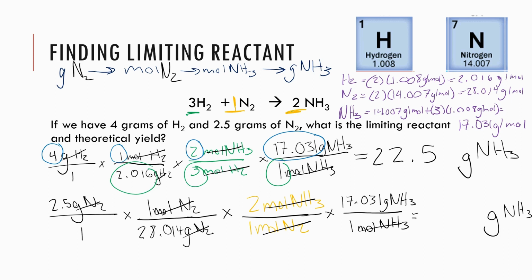I'm going to circle in blue here what we multiply. We're going to multiply the 2.5 times 1 times 2 times 17.031 and then divide by 28.014, 1, and 1. So when we put this into our calculator, we're going to do 2.5 times 1 times 2 times 17.031 and then divide by 28.014 and then divide by 1, divide by 1.